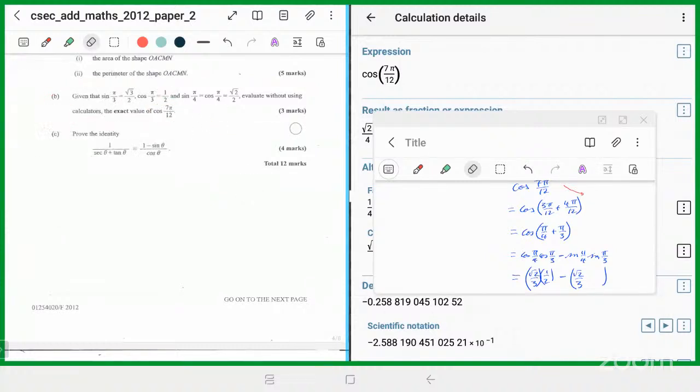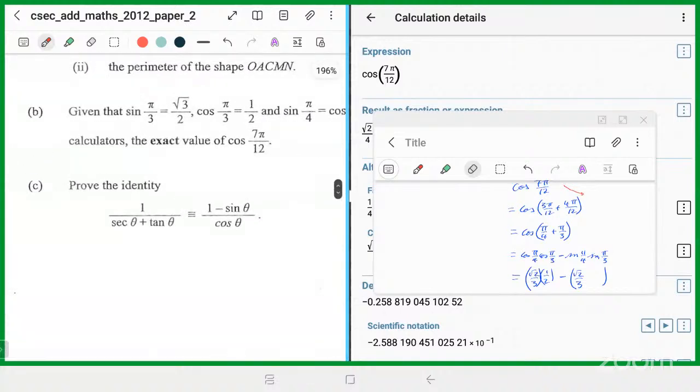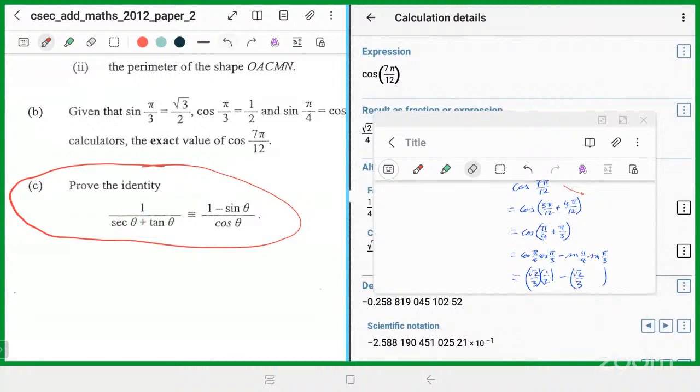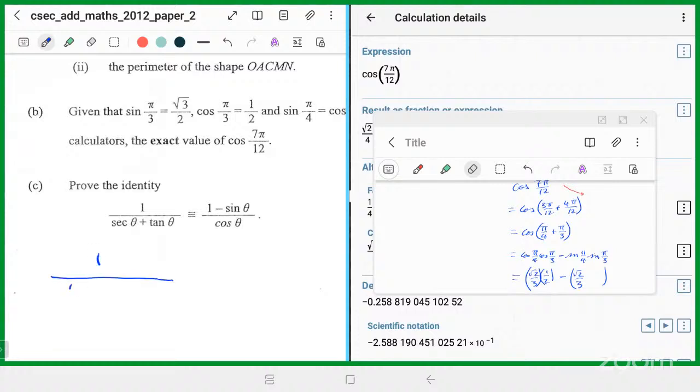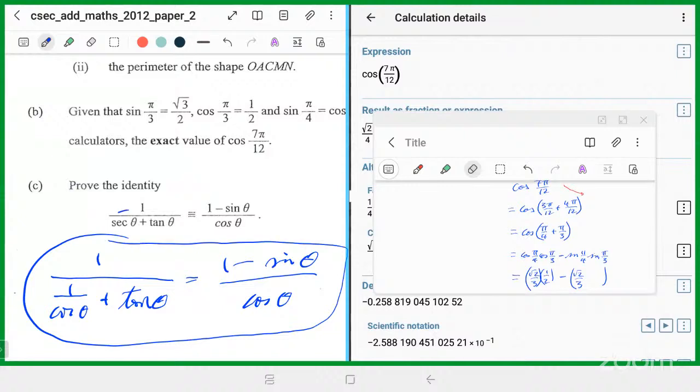We have this proof to do. But the thing is, this is the same as one of our earlier questions. I want to work it still, right? So they're telling us to prove 1 over cos theta plus tan theta is 1 minus sin theta over cos theta. I want to prove this instead because sec is not on the syllabus, all right?